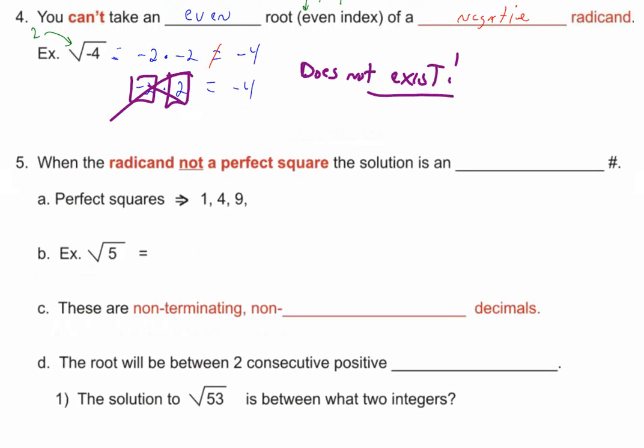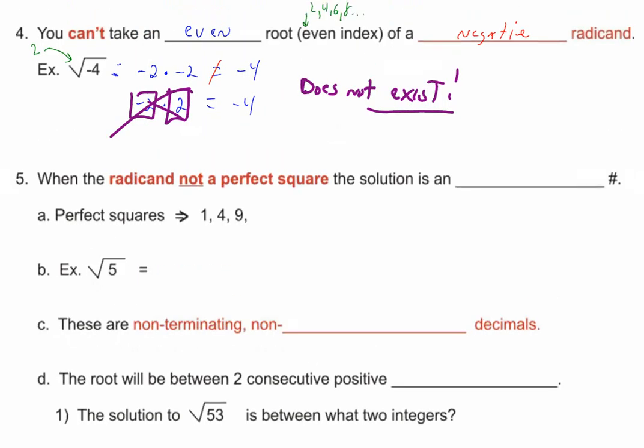Here's the point. You can't take a square root of a negative radicand. You can't take a 4th root of a negative radicand. You can't take the 100th root, the 12th root, or the 54th root of a negative radicand. You cannot take an even root of a negative radicand because you can't end up with a negative answer when multiplying something times itself an even number of times. However, we can take the cube root of a negative radicand. We'll get to that later. So hold on and we'll be there.